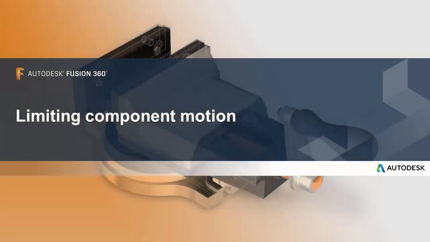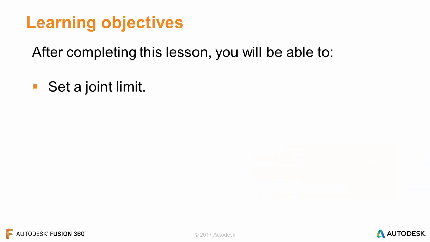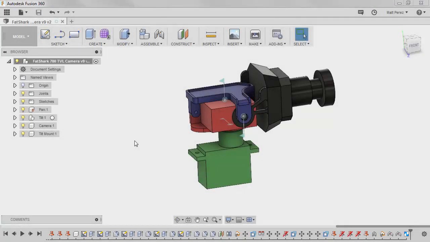In this lesson, we'll learn how to limit component motion. After completing this lesson, you'll be able to set a joint limit. With all the joints applied to our assembly, we now want to talk about limiting their motion.